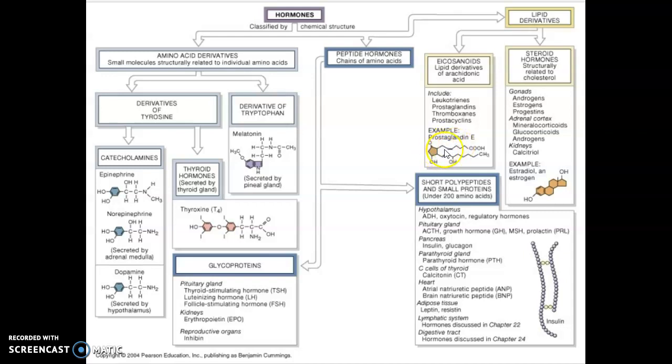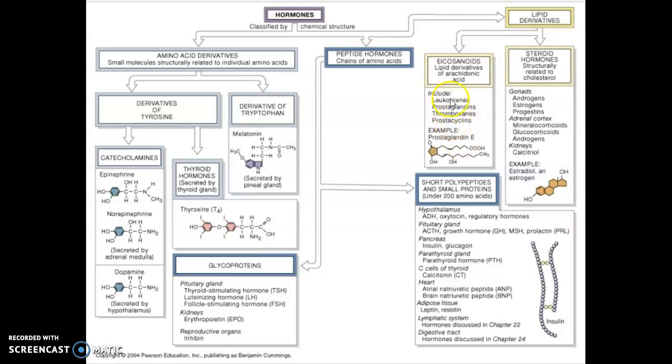Now, our eicosanoids, lipid derivatives from arachidonic acid, well, this structure here, which looks kind of like it's got legs on it, like a spider, is called arachidonic acid. And so these things will be like our leukotrienes, and of course, those are secreted from leukocytes. Prostaglandins, which are sometimes referred to as local tissue hormones, thromboxanes, and prostacyclins.